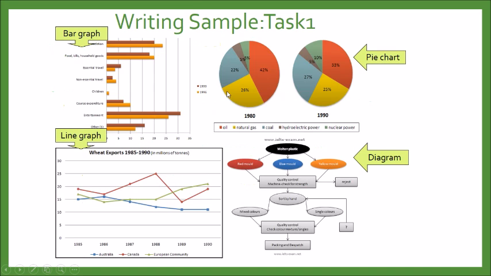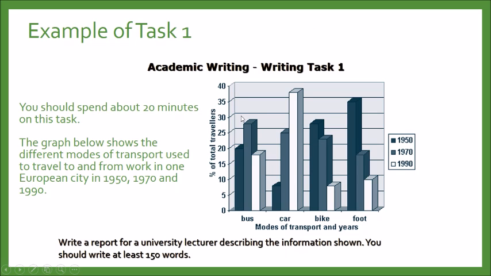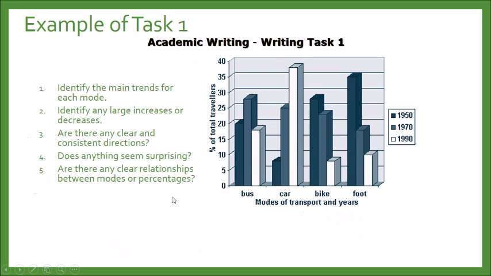So these are the samples, and now let's move on to an example task. This graph below shows the different modes of transport used to travel to and from work in one European city in 1950, 1960, and 1990. And then there are some tips for you to finish this task.